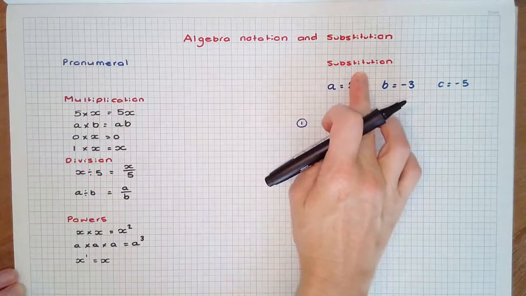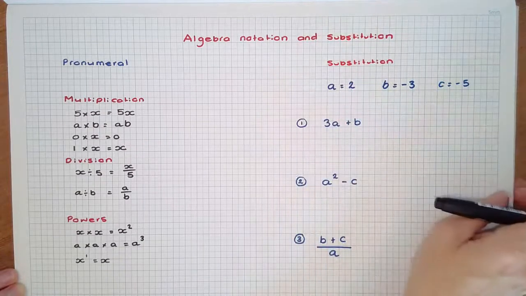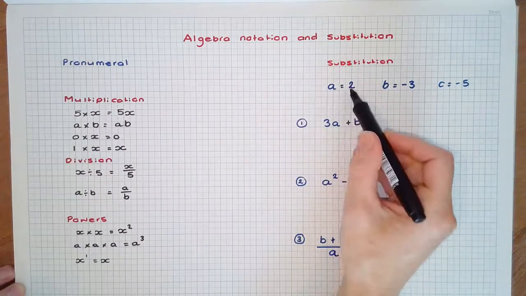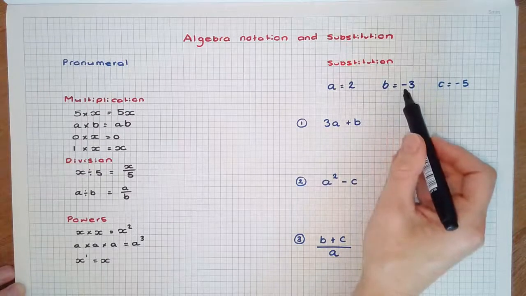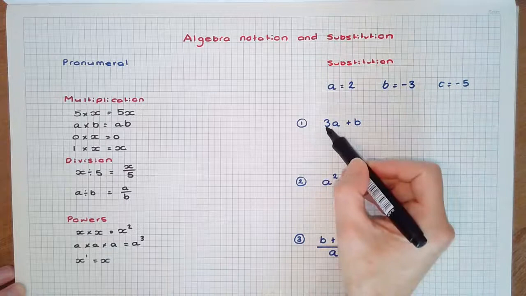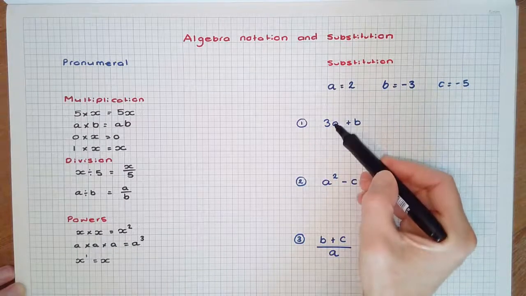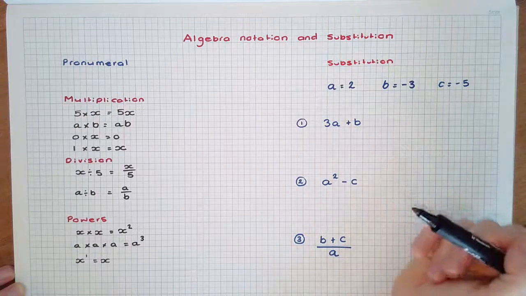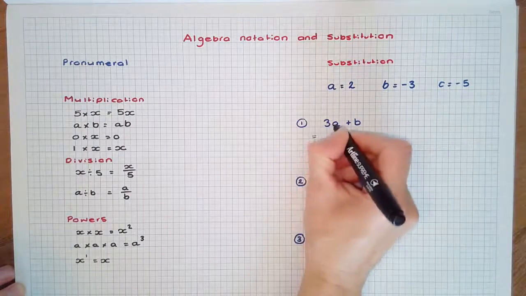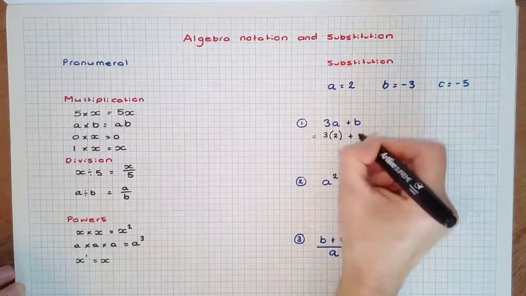Substitution involves giving values to pronumerals. We call this evaluating an expression. Here, a equals 2, b equals -3, and c equals -5. To evaluate the expression 3a plus b, we substitute the value of a and b into the expression. Here, a is 2 and b is -3.